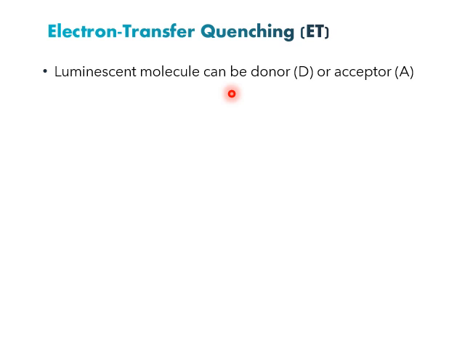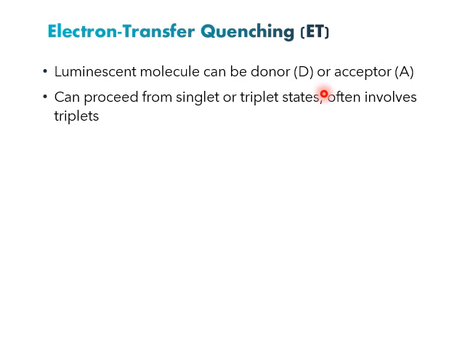It was donating excited state energy to the acceptor. But conventionally, in the donor-acceptor notation for redox chemistry, the donor is the molecule that gives up the electron. The acceptor is the molecule that takes in the electron during the redox process. And so in electron transfer quenching, the luminescent molecule, the molecule that's excited initially, could serve as either the donor or the acceptor.